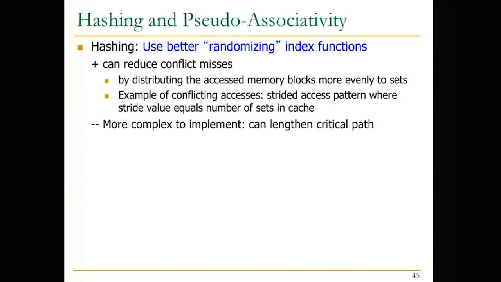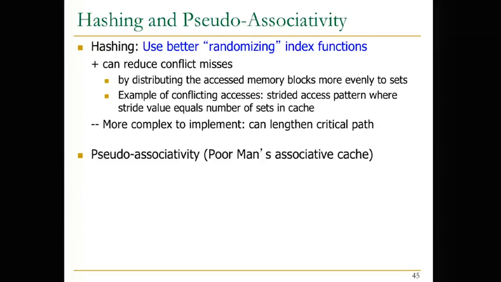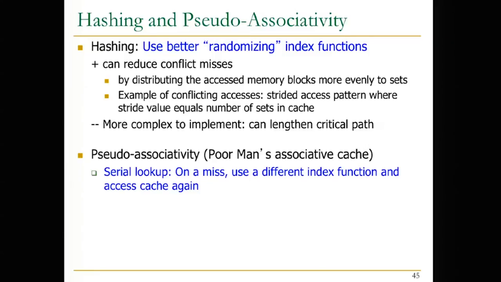OK. Hashing is nice. Whenever you have conflicts, you need good hash functions to resolve them. So another idea is what's called pseudo-associativity, or poor man's associative cache. If you don't have the hardware cost to build an associative cache and look up multiple tags in parallel, if you're a poor man, what would you do? Well, you look up serially instead of in parallel. That's the idea. You look up whether a cache block is inside the set, and then if you miss, use a different index function and access the cache again.